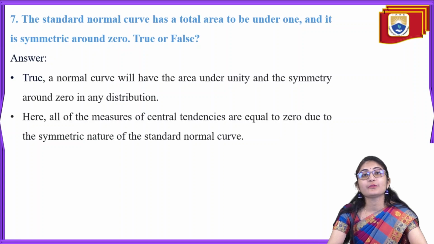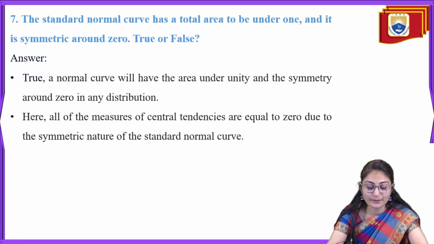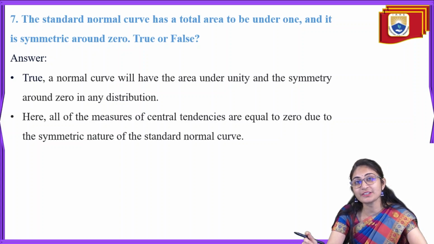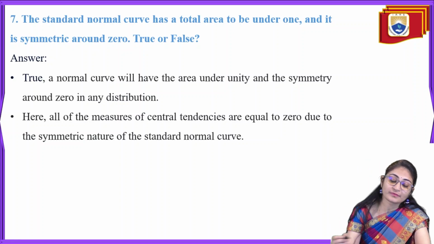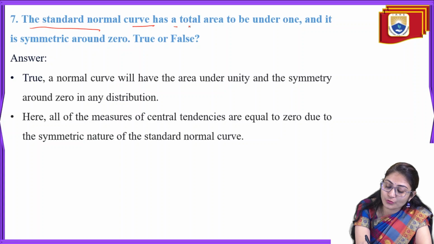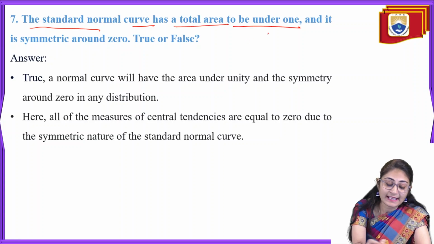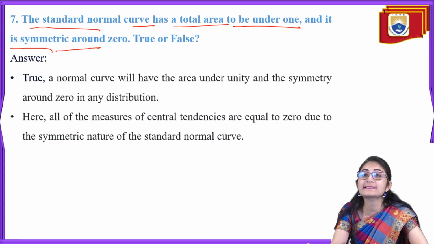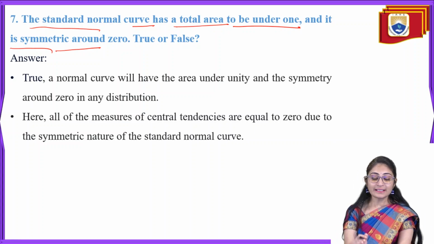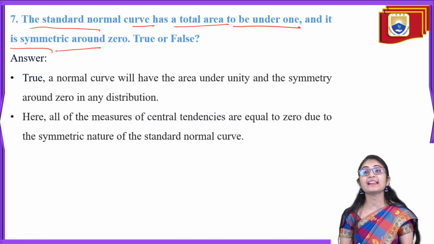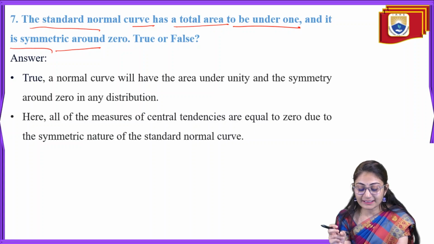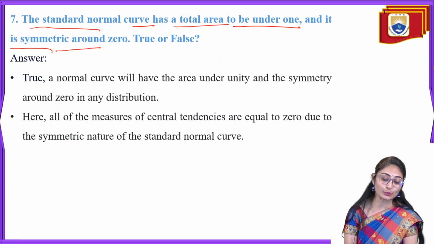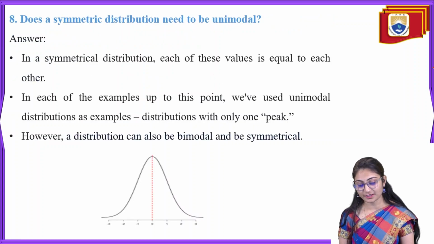Now the standard normal curve has a total area under it of 1 and it is symmetric around 0. You have to find out whether that statement is true or false. Actually, the standard normal curve has a total area under it of 1 and it is symmetrical around 0. It's true. Generally, the normal curve has an area under unity and symmetry around 0 in any distribution. Here all of the measures of central tendency are equal to 0, due to the symmetric nature of the standard normal curve.